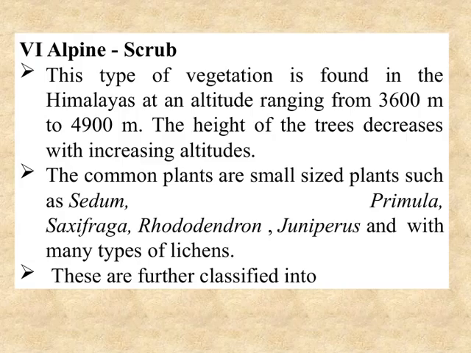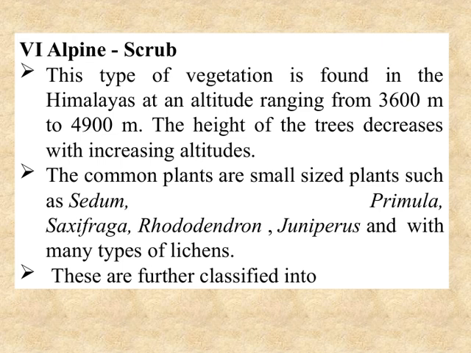Today, let's take a closer look at the Alpine Scrub Zone. This type of vegetation is typically found in the Himalayas, specifically at high altitudes ranging from about 3,600 meters up to 4,900 meters. As you go higher in elevation, you'll notice that the trees tend to get smaller and smaller. This is because the harsh climatic conditions at these altitudes limit the growth of larger vegetation.